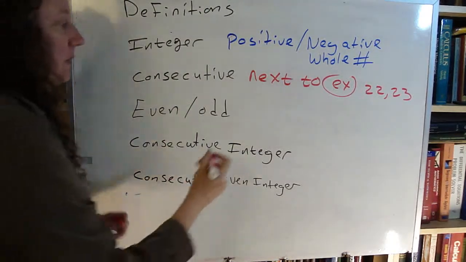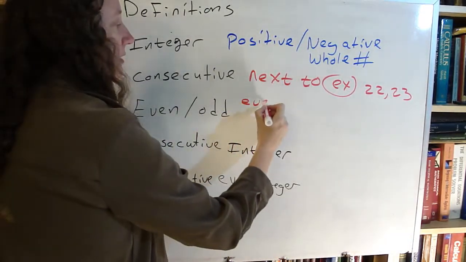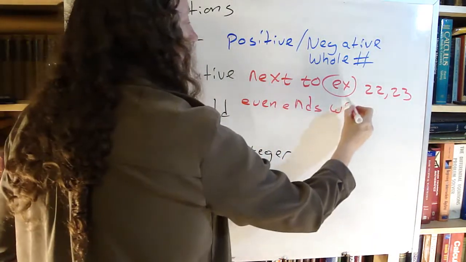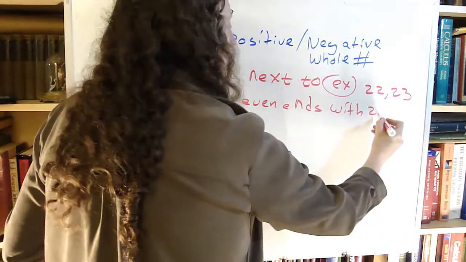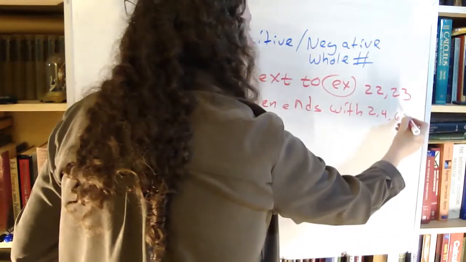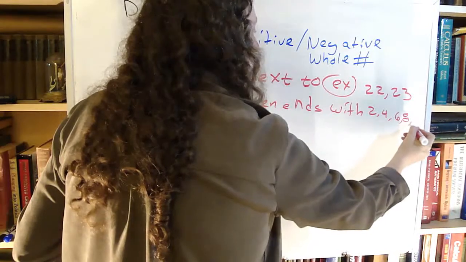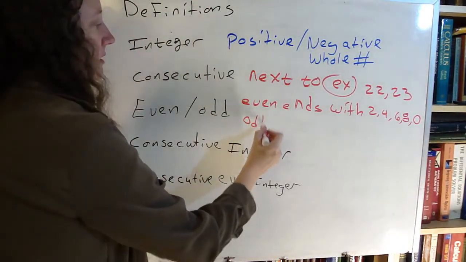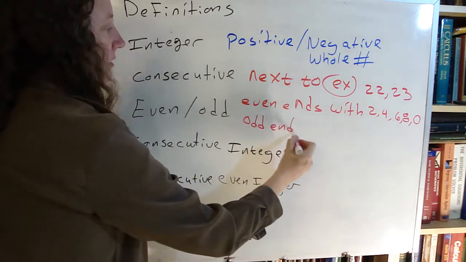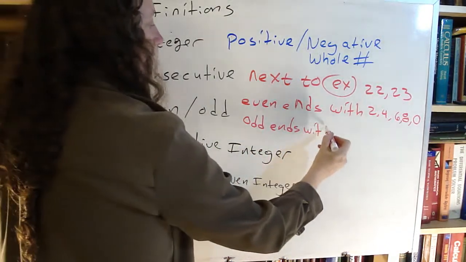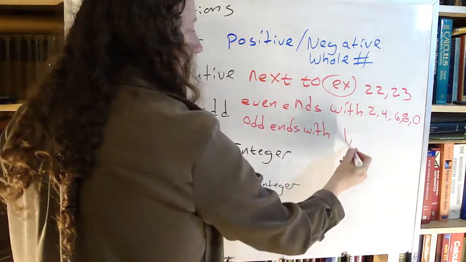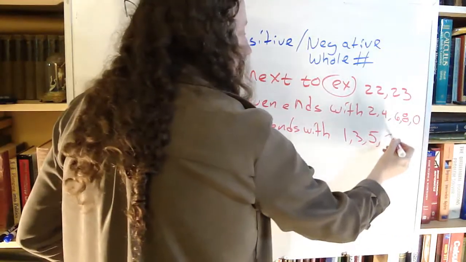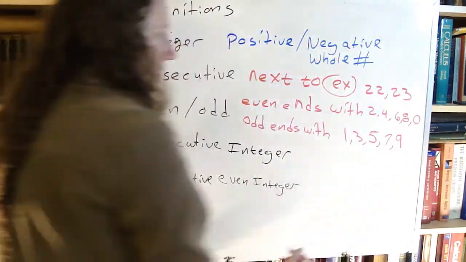Even and odd. So even ends with 2, 4, 6, 8, and 0. Odd ends with 1, 3, 5, 7, and 9.